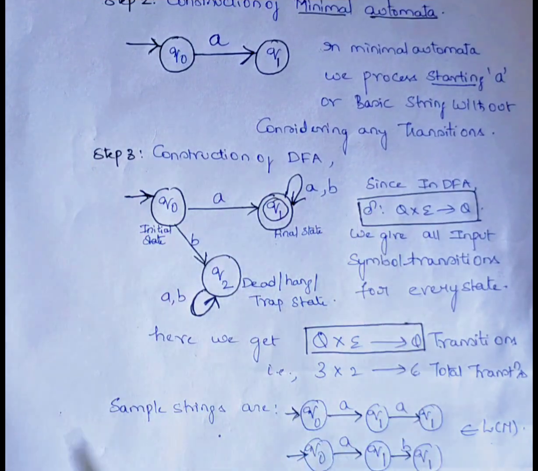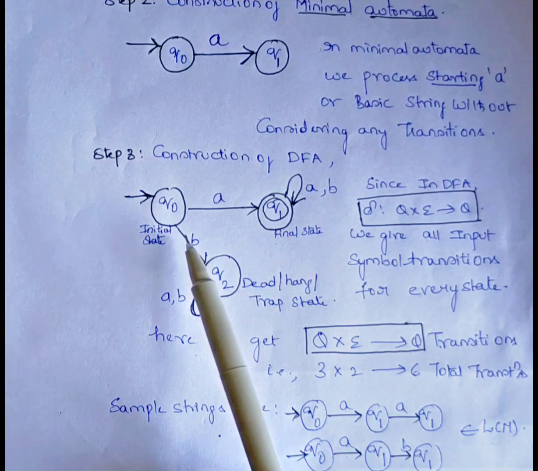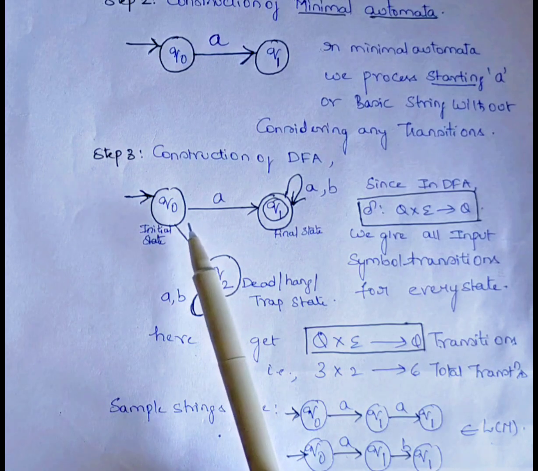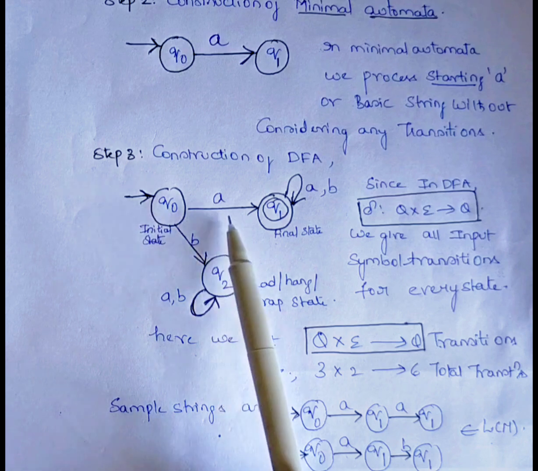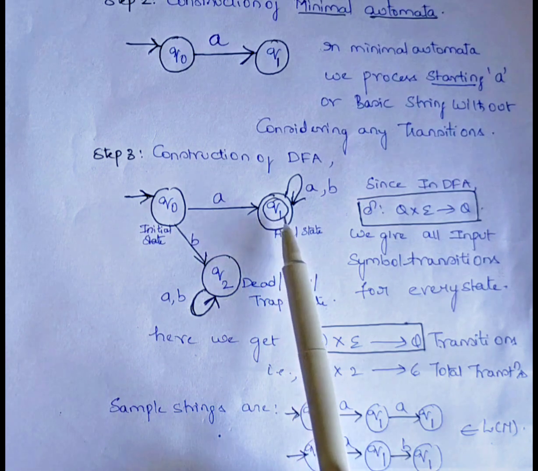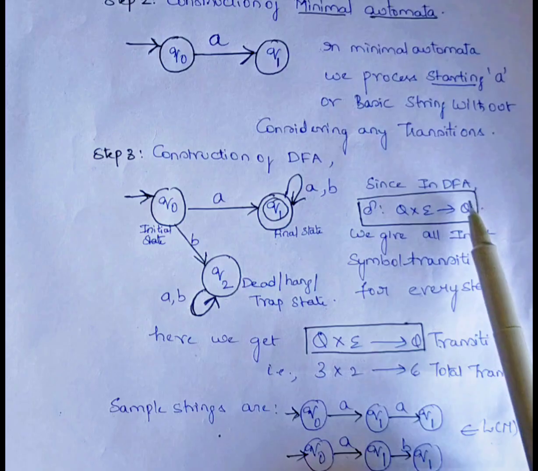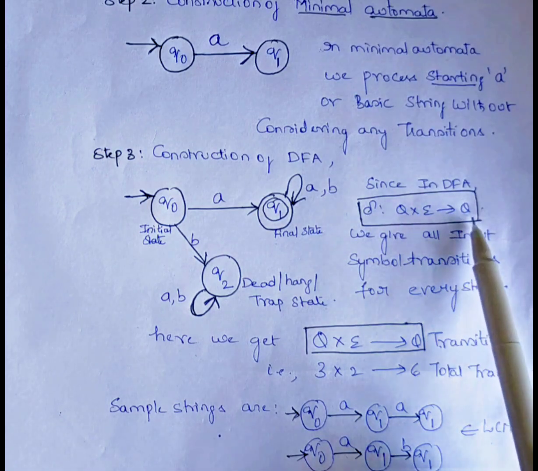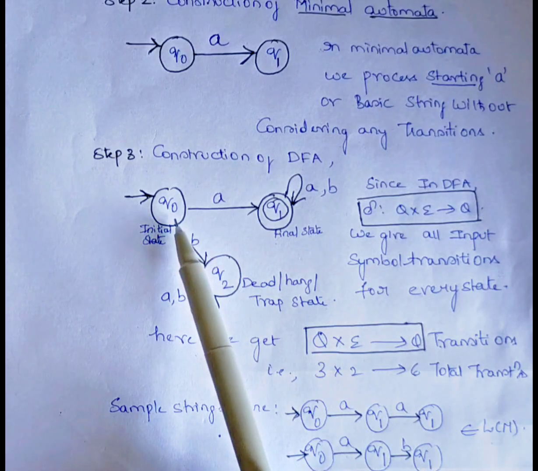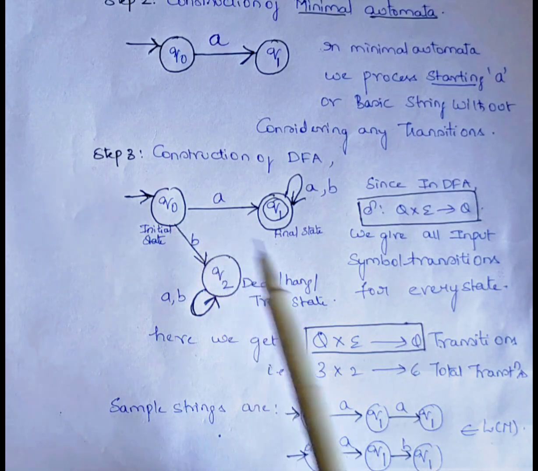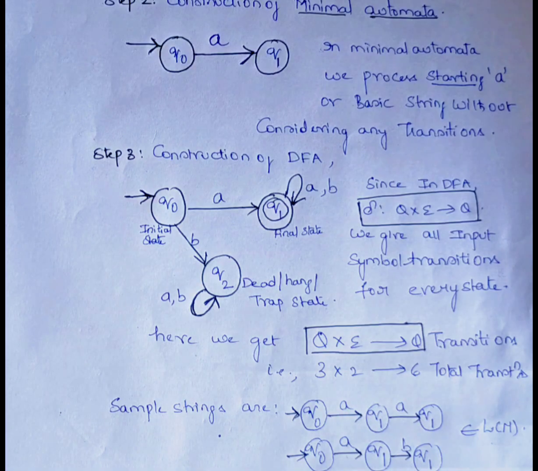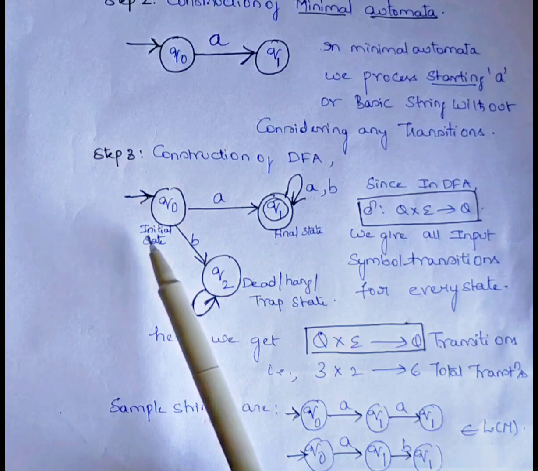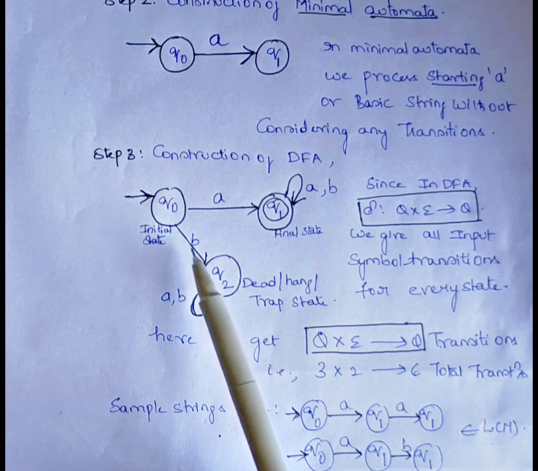Next, construction of DFA. For the above minimal automata, we have to give the remaining transitions. In the minimal automata, we have seen that from the state Q0, the input symbol A is already processed to the next state Q1. Since it is a deterministic finite automata, we have to make the transitions as Q cross sigma derives Q. It means that for every state on each input symbol A and B, we have to define the transitions to the next state. So Q0 on A is already defined. We have to define the transition of Q0 on input B.